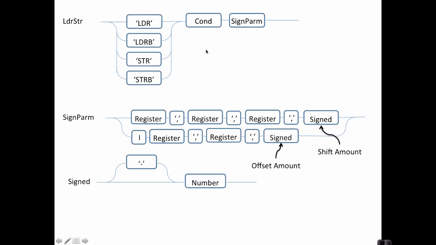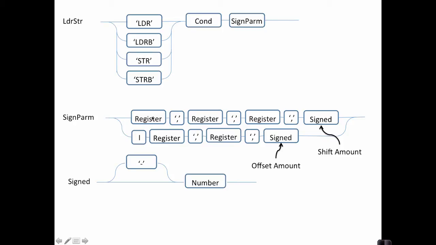The load and store operation has this format to it. You'll have LDR or LDRB. The B means that I'm only moving a byte, whereas LDR means I'm moving a word. Followed by the condition again. And of course, if we leave the condition off, that means always. Store works just like load, only it's STR instead of LDR. Store the register value, or store the register's byte value. And then we have a sign parm. What that represents is one of these 2 paths here.